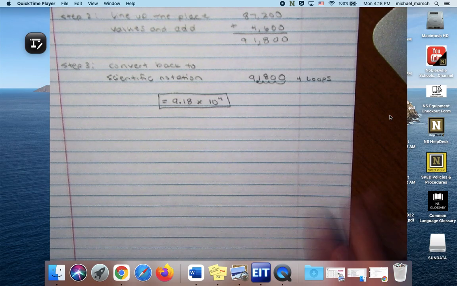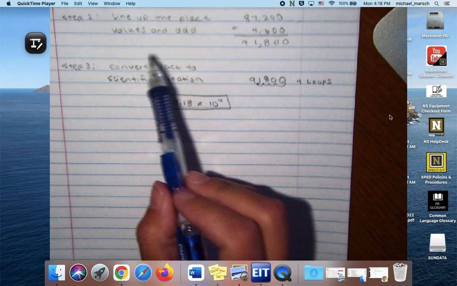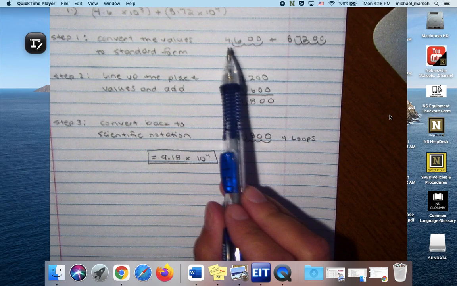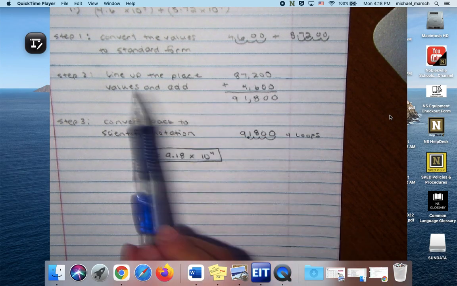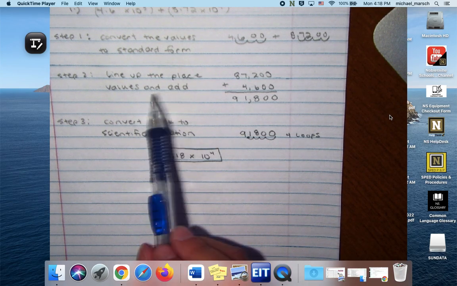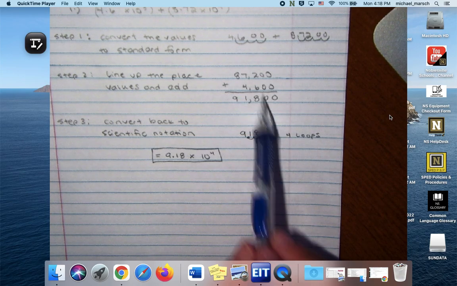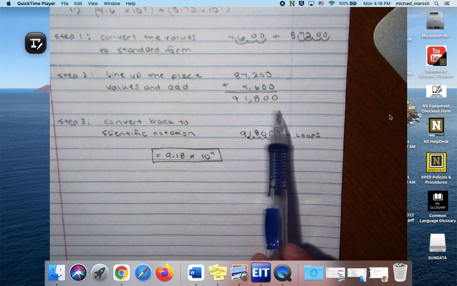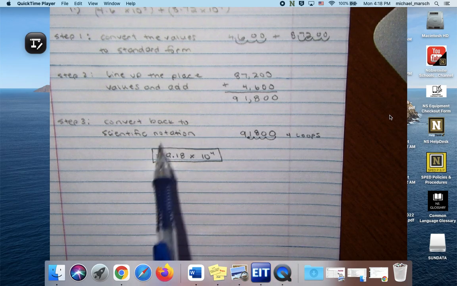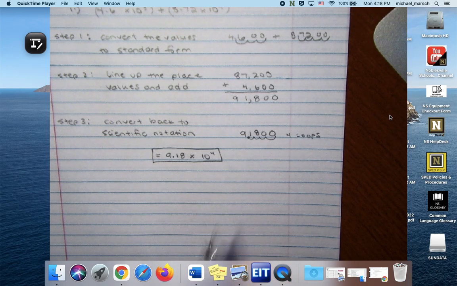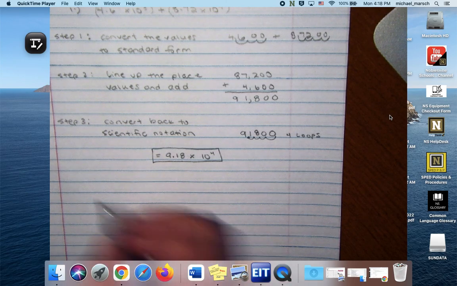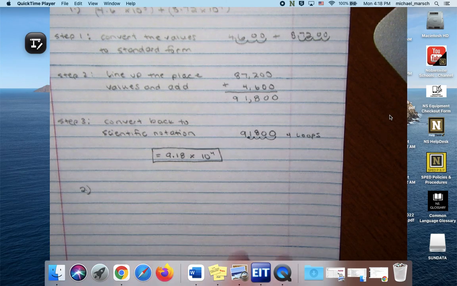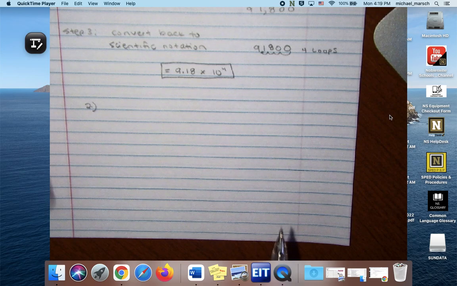Okay, so that's how you have to work these out. Step 1, again, is to change the values into standard form. Step 2, line up the place values. So make sure that you have all the ones, the tens, the hundreds, thousands, 10,000s lined up correctly. And then you convert back into scientific notation for your final answer. So let's try another one. We don't have to write out all the steps, but we're going to follow them.